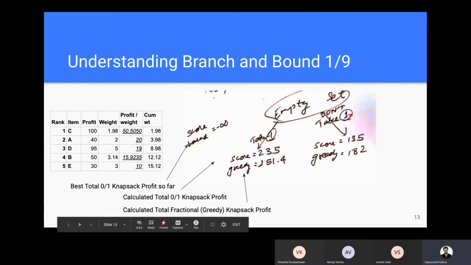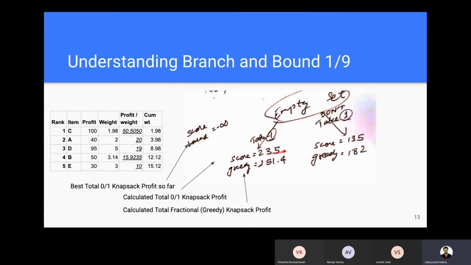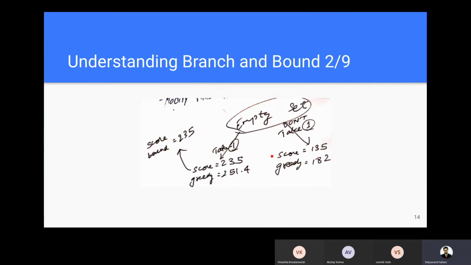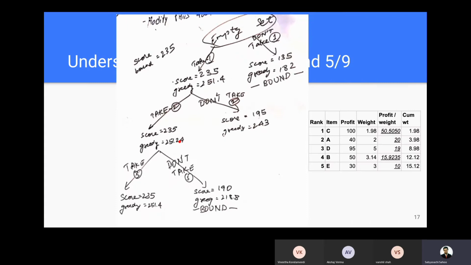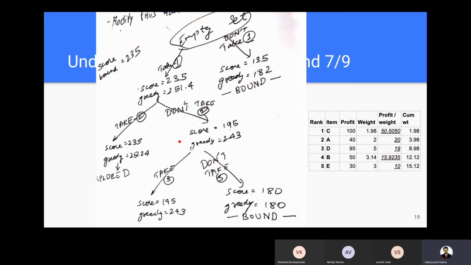So let's say we started in this setting. If we were to take 1 and not take 1, the best solution was 235. That's why we updated it once here for 235. Wait. See, here already the score is 195. Right. Don't take 2. So you shouldn't have explored there itself. No. But if you look at greedy, greedy is saying that the 0-1 knapsack score by not taking 2 is 195. But it is not checking everything down below.